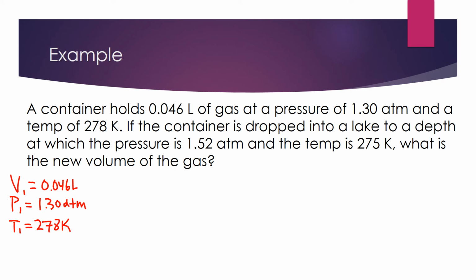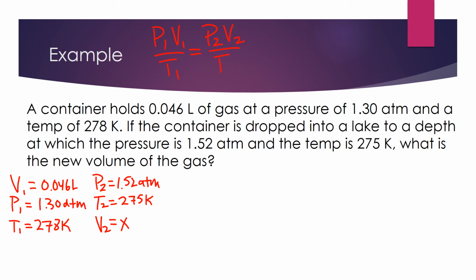Then it says if the container is dropped into a lake to a depth at which the pressure is 1.52 atmospheres, so there's our different pressure, so P2 is 1.52 atmospheres, and the temperature is 275 K, so our new temperature is 275 Kelvin. What's the new volume? So our new volume will be X. So in this case, we're going to need the whole equation. So the equation again is P1 V1 over T1 equals P2 times V2 over T2.